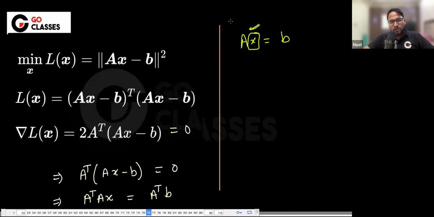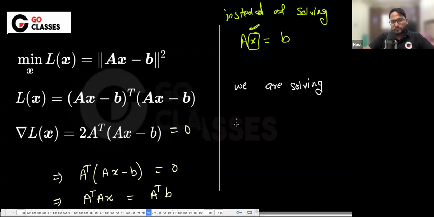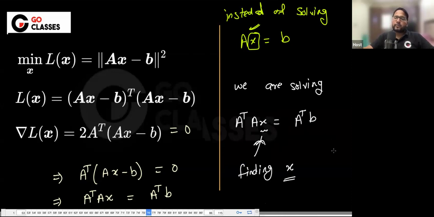So we wanted to solve this, but instead of solving this, we are actually solving this. I mean, we are finding out x here. Basically, grad zero, or gradient zero, actually means finding the x using this equation. Is this fine to everyone?